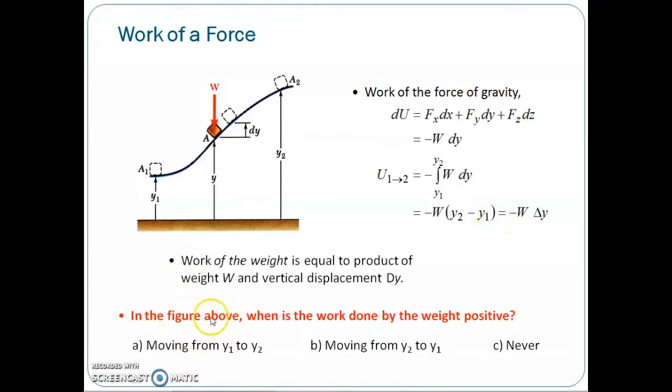So in the figure above, will the work done by the weight become positive? The answer is yes. When the body is moving downwards from y2 to y1, where delta y is less than 0 or negative, then you will have a positive work.